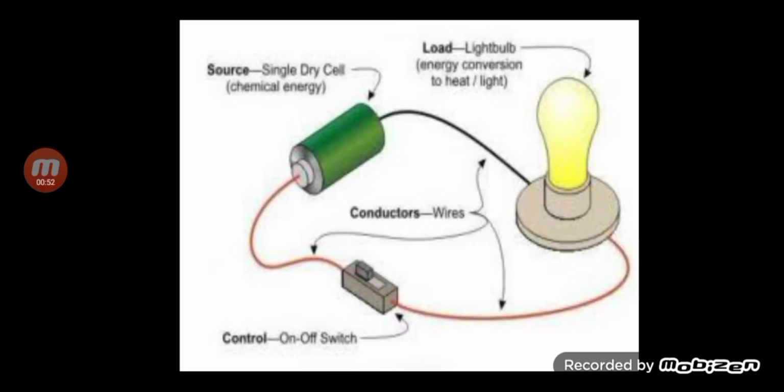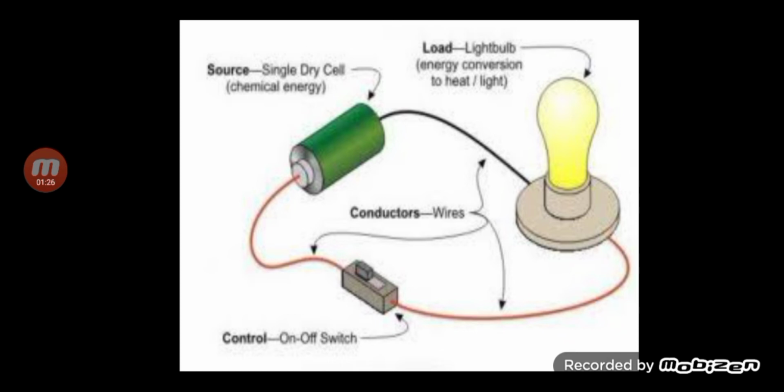Look at the circuit in front of you. It has a source, a load, conductors, or you may say connectors. We can also call these transmission wires. We have a control. The source is basically a single dry cell, or a battery, or any cell that is providing you the charges. Then you have the load. It is any electrical appliance. It can be a bulb, a fan, a heater or anything else.